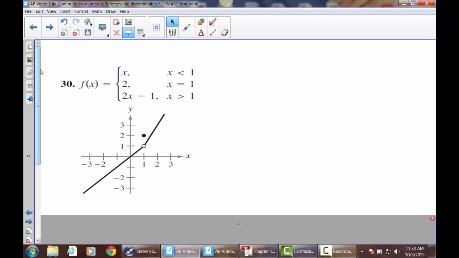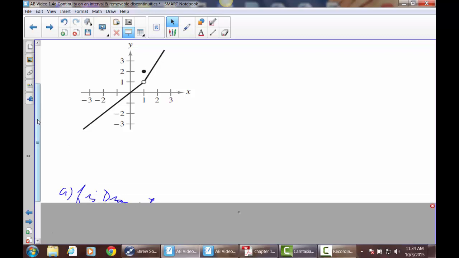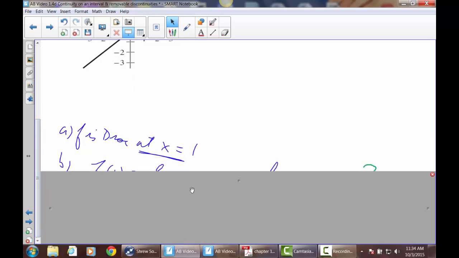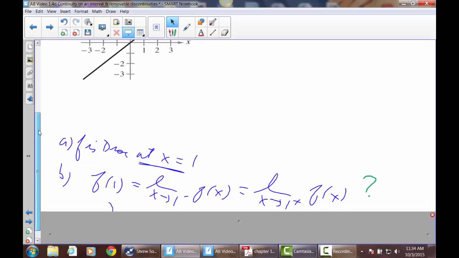Okay, so same idea, number 30. Again, they're giving you the function. Right now, we're going to be doing it all very graphically. As you can tell, there's one spot where you'd have to lift your pencil off the paper, and that would be at x equals 1. So it's discontinuous at x equals 1. In order to justify that, you'd be asking yourself, is f of 1 equal to the limit as x approaches 1 from the left, etc.? And you have to find the values of all three.